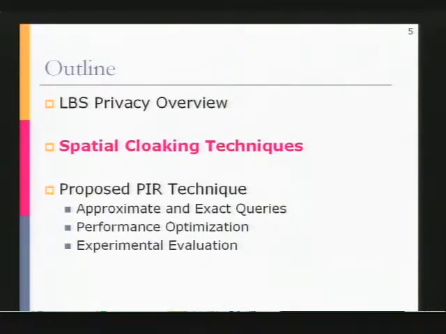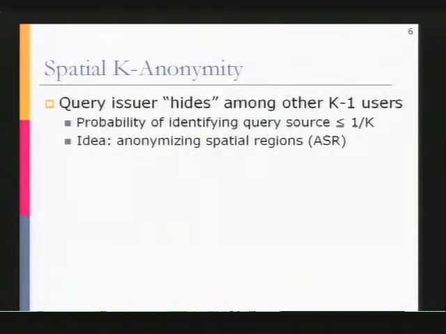There are a number of techniques that have been proposed so far. Most of them rely on the Spatial K-Anonymity concept. K-anonymity is a concept borrowed from relational databases. The idea is that the query issuer is hidden among other K-1 users, and therefore the probability of identifying some individual user is bounded above by 1 over K. How can we do this for spatial K-anonymity? The idea is to build a cloaking region, or an ASR as we call it, an anonymizing spatial region, which will enclose the location of at least K users.